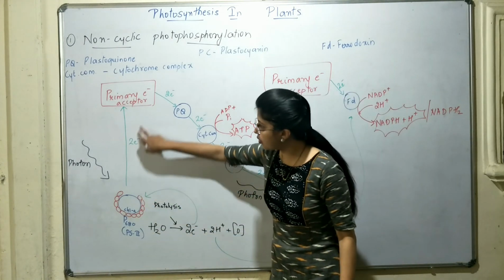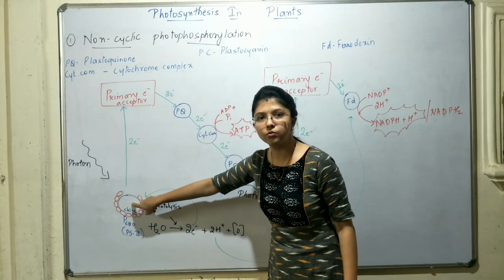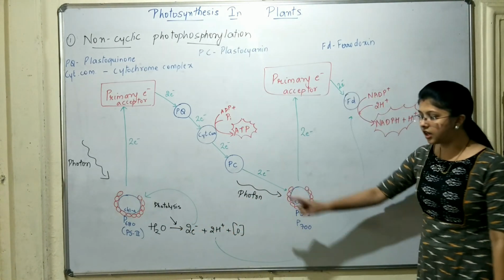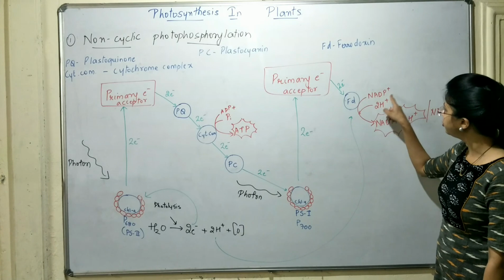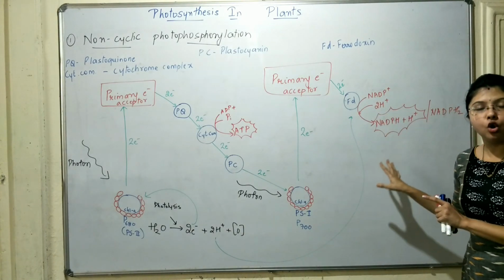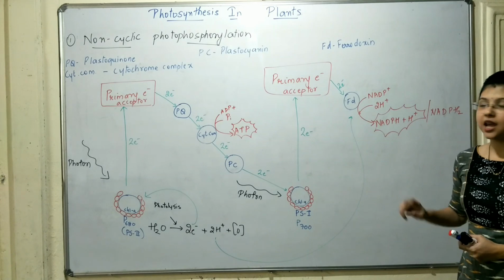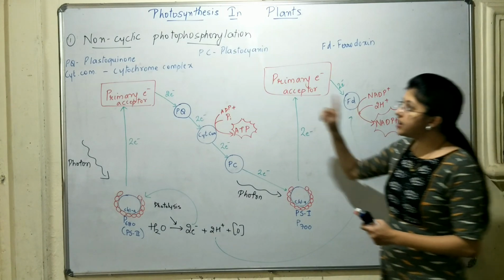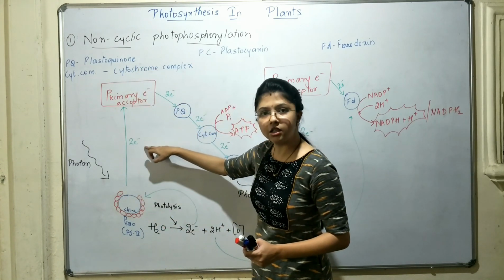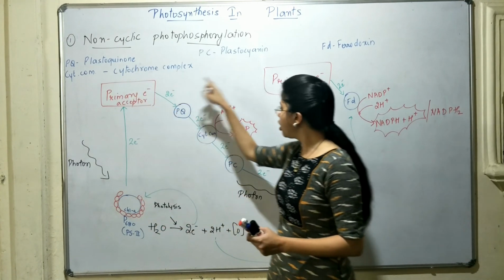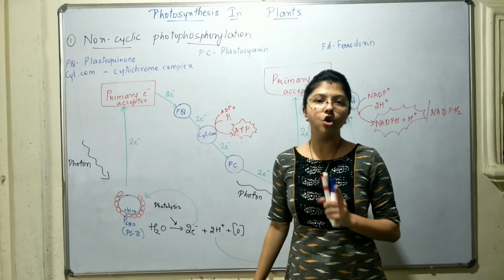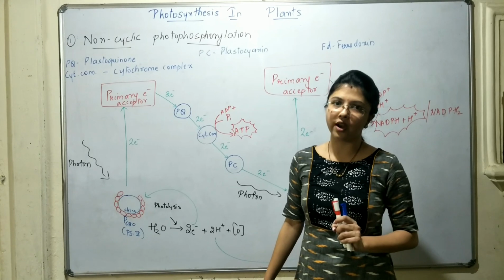And for every pair of electrons that is excited from photosystem 2 is replaced by splitting of the water molecule, and the protons that are formed here are going to reduce the NADP. Now, this is all about your non-cyclic photophosphorylation. Now, if you see here, why is it called non-cyclic? Because electrons once excited from photosystem 2 are nowhere returning back to the system. So, it is called non-cyclic photophosphorylation.